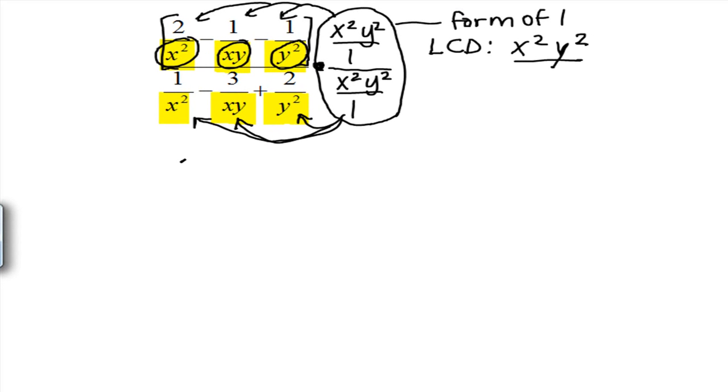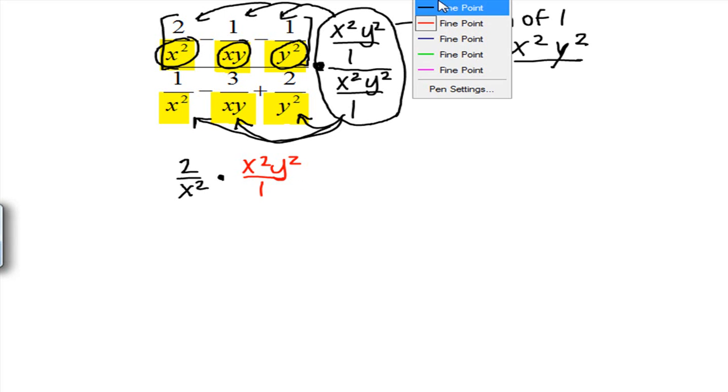I'm going to use some color, so hopefully that'll help make things clear. This 2 over x squared is my first term from above, and then I'm going to be multiplying it by my common denominator over 1. So it's going to be the x squared y squared. I'm distributing, remember, so it'll multiply by every term.